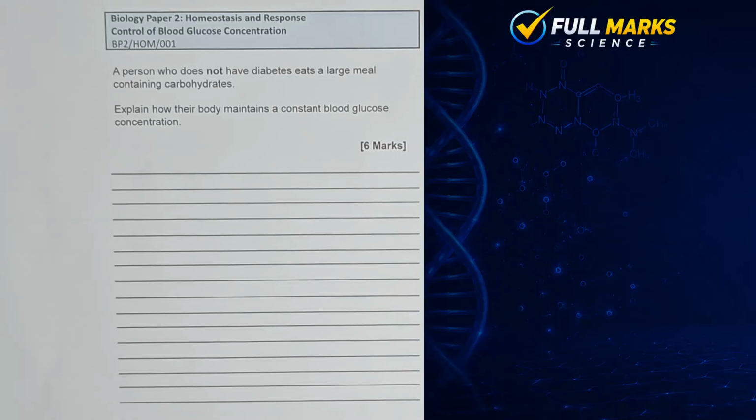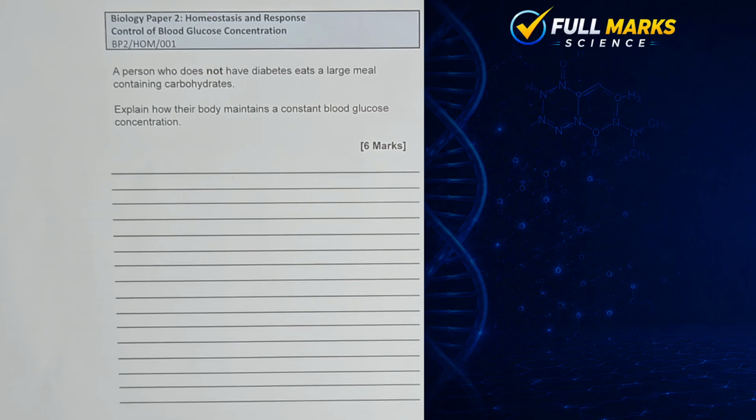Today we're looking at control of blood glucose concentration from GCSE Biology Paper 2 for combined and triple science. And as always, we'll have a look at the question first, and then we'll break down the mark scheme and build a full marks answer while seeing exactly where marks are usually lost on this question. So let's have a look at the question.